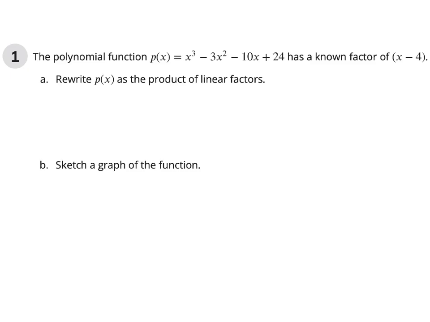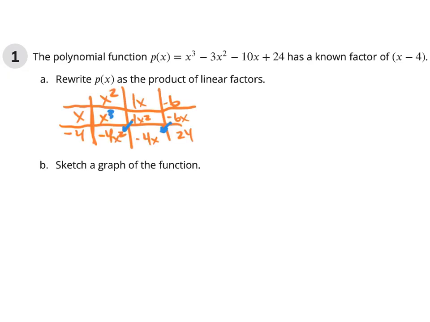All right. The polynomial has a known factor of x minus 4. Rewrite p of x as the product of linear factors. Okay, I did the math already. x squared times x gives me x cubed. That was hard to see, and I ran through it. My answer is up here.